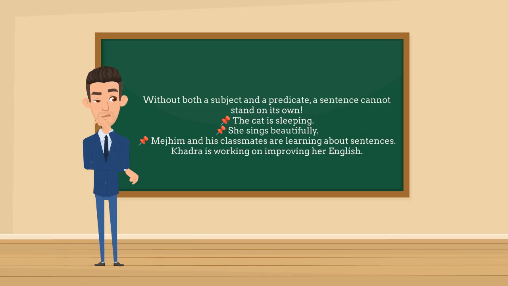Now that we introduced these elements, let's talk more about the predicate and how to identify it. The predicate always includes a verb, an action or a state of being, and gives information about the subject. Check the examples written on the board and see how each predicate tells us what the subject is doing. That's how you can identify it in a sentence.